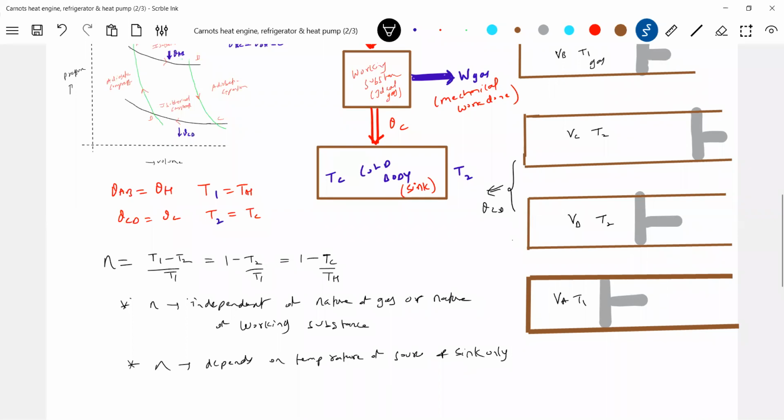What about the maximum efficiency? Can we have efficiency 100%? TC equal to TH. If TC equals TH, efficiency will become how much?